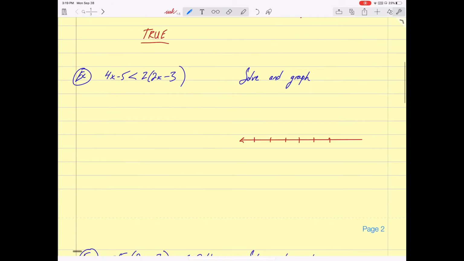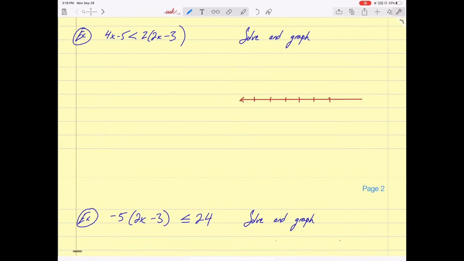Okay, next problem. So let's just go through each of these. Like I said, it's very repetitive as we go through it. So 4x minus 5 is less than, distribute the 2 to get 4x minus 6. And same thing. So let's subtract the 4x. And we're going to see a similar situation happen where we get a negative 5 is less than negative 6. And so ask the question when you get to that last step, is it true or false? Is negative 5 less than negative 6? And that answer is no. So that's a false statement.